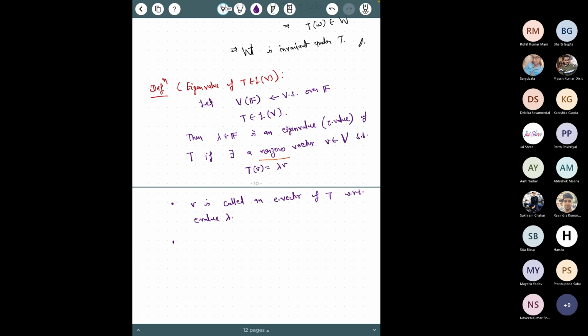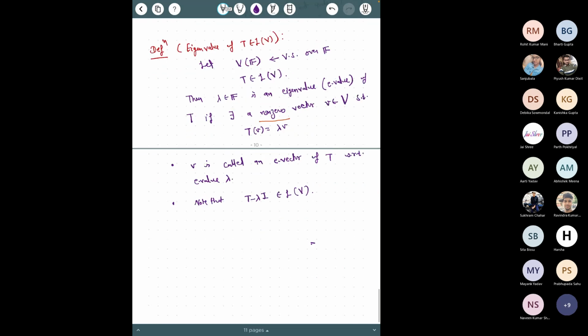And clearly you can see here, if lambda is an eigenvalue, and T is an operator, can you say that T minus lambda I is also an operator? Lambda is a scalar and I is the identity operator. So this is again a linear operator on V. So clearly you can see from the way eigenvalues are defined, you can say that v is an eigenvector of T with respect to eigenvalue lambda if and only if, what can you say? If and only if v belongs to the null space of T minus lambda I.